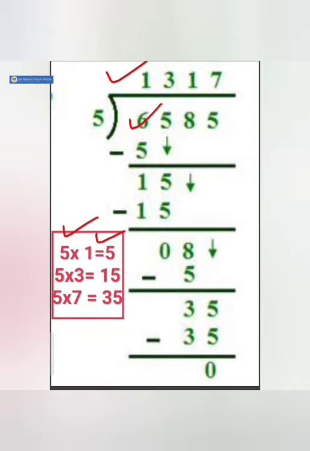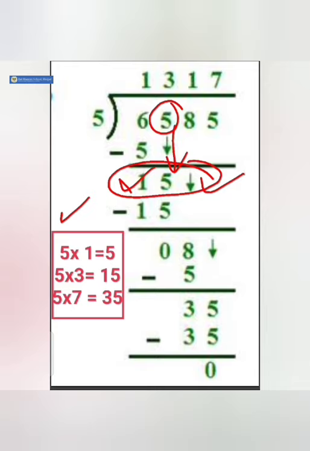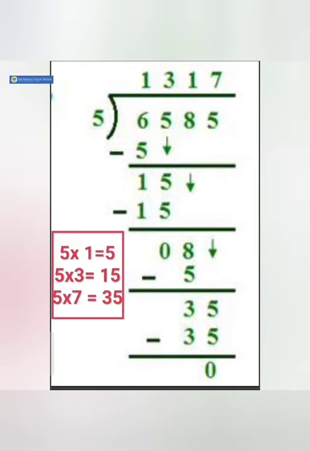Now we have to read the table of 5 again until we get 15 or any number which is smaller than 15. We can get in any multiplication table the exact number too. So 5 threes are 15. This is the exact number which we can find in the table of 5. So we will count 5 3 times 15. So 5 minus 5 will be a 0. 1 minus 1 will also be a 0.